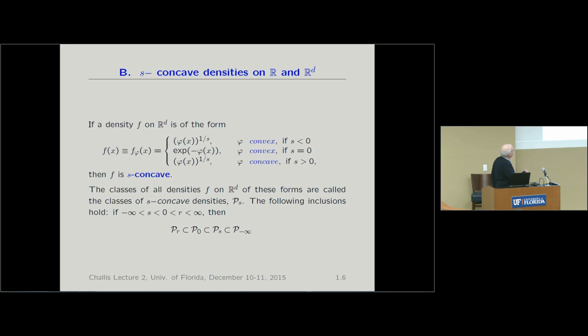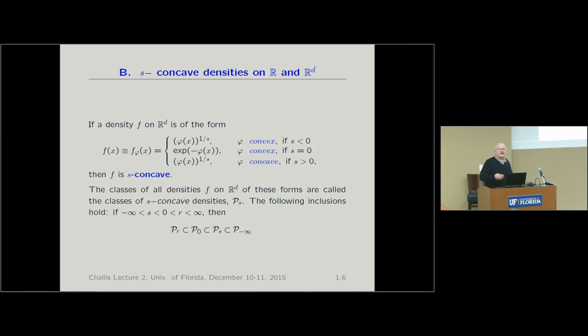S-concave densities, how do they differ? Well, they are not the exponential of something, but a power transform is concave or convex. So if f is of the form e to the minus phi with phi convex, that's log-concave. That's the s equals 0 case. If they're of the form phi to the power 1 over s, where phi is convex and s is negative, that's s-concave. Or if it's concave to the power 1 over s, if s is positive, then that's s-concave.